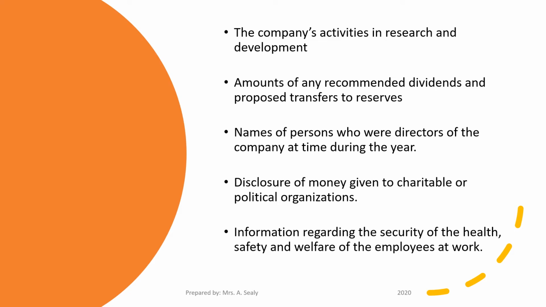So they may speak about if they recommended dividends to be paid to the ordinary shareholders and what percentage or dollar per share they were paying the ordinary shareholders as their dividends. And they would also talk about how much money out of the profits were transferred to the various reserves that the company may have.